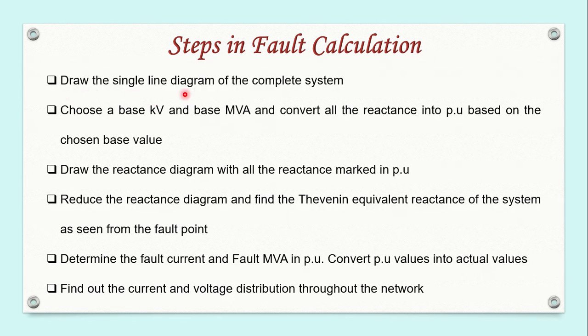First of all, draw the single line diagram of the complete system. Thereafter, choose a base kV and a base MVA and convert all the reactances into per unit based on the chosen base value. The per unit values of components will already be given, and we have to convert them into a new base which is chosen for the entire system. And thereafter draw the reactance diagram with all the reactances marked in per unit. So this much, until step number 3, corresponds to what we have done in the per unit computation problems.